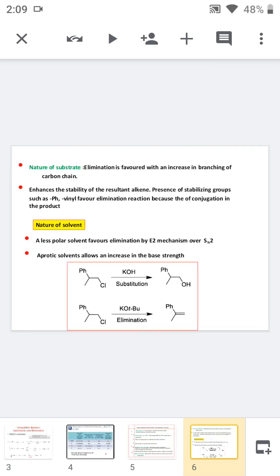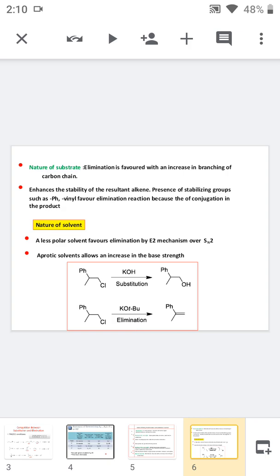Now, the nature of the substrate. Elimination is favored with increase in branching of the carbon, and it enhances the stability of the resulting alkene. That's why the presence of stabilizing groups such as phenyl and vinyl favors the elimination reaction, because of the conjugation in the product.